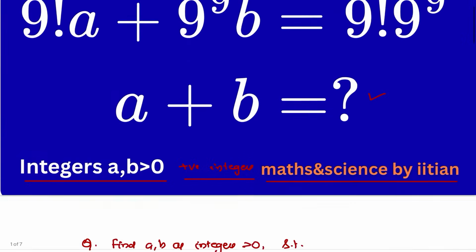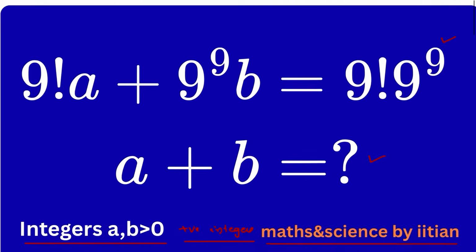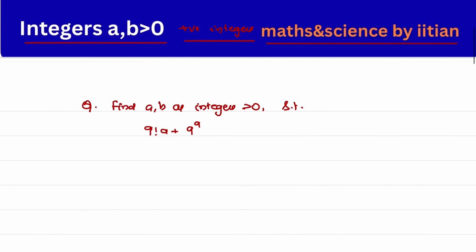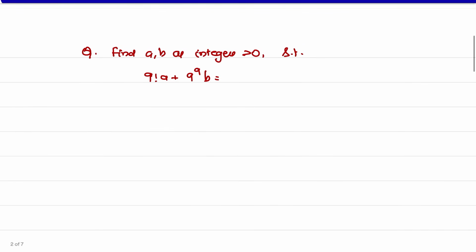Here, what is the question? Find a and b as integers greater than 0, that is positive integers, such that factorial 9 into a plus 9 to the power of 9 into b is equal to factorial 9 into 9 to the power of 9. This is the equation given.